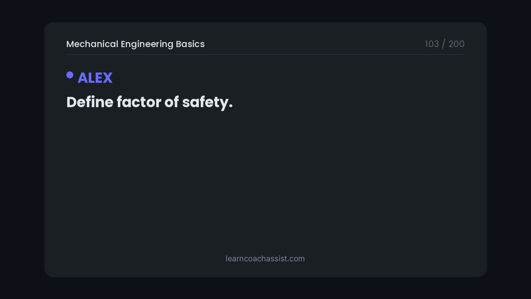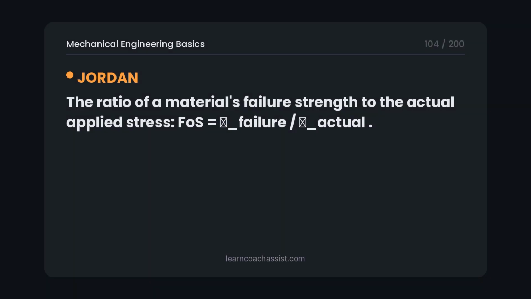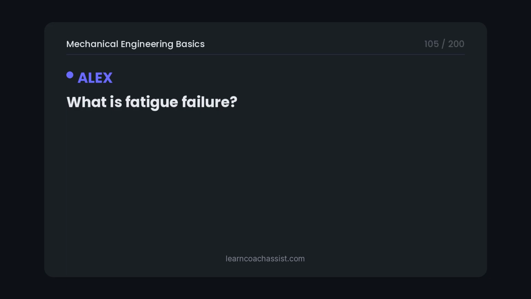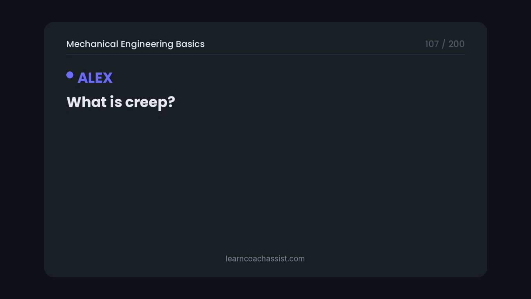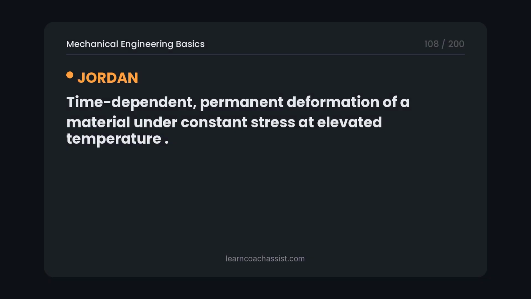Define factor of safety. The ratio of a material's failure strength to the actual applied stress, FOS equals sigma_failure/sigma_actual. What is fatigue failure? Failure that occurs under repeated cyclic loading at stress levels below the material's static ultimate strength. What is creep? Time-dependent, permanent deformation of a material under constant stress at elevated temperature.